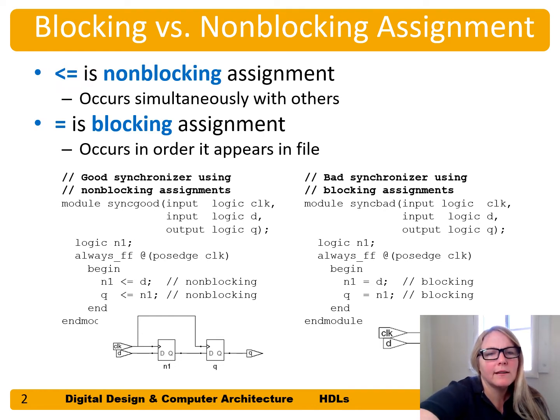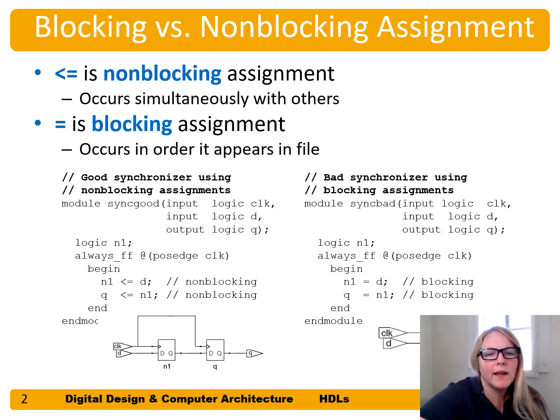On the other hand, this equals is a blocking assignment, so the assignment occurs in the order it appears in the file. So here's an example of a synchronizer. We have two back-to-back flip-flops, and here we have our always_ff at posedge clock. Because we have two statements in here, we have a begin and an end. Those are like curly brackets in programming.